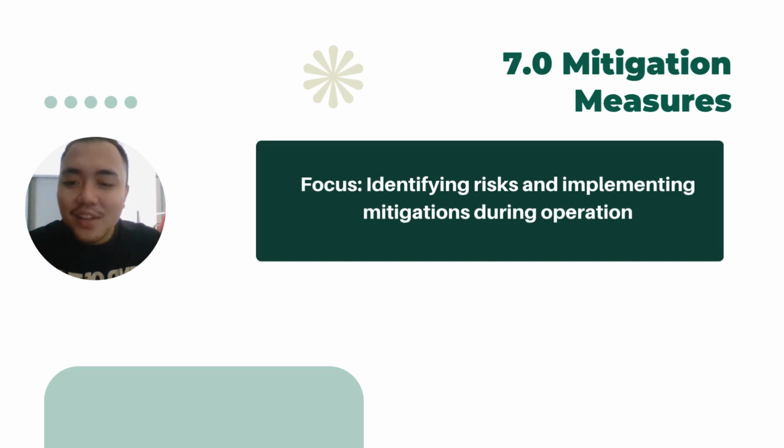For Chapter 7, our focus is on mitigation measures taken to minimize the environmental and operational risks associated with the wastewater treatment plant at Puri Johan Empurau Aquaculture. This includes actions planned during both the construction and operational phases of the recirculating aquaculture system, or RAS.